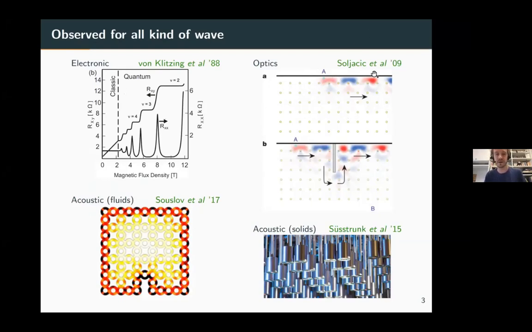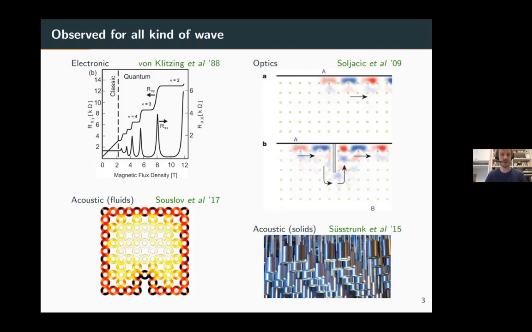So here on the right, you see some experiment in optical waves. And the main feature of this edge mode that you see here is that they circumvent some defect without any backscattering. So they propagate with a remarkable stability due to the topological origin of the problem. Okay, and these are two other examples in acoustics, in fluids and solids, where you also observe some very stable edge modes, even in the presence of a defect. Okay, so these are many examples.